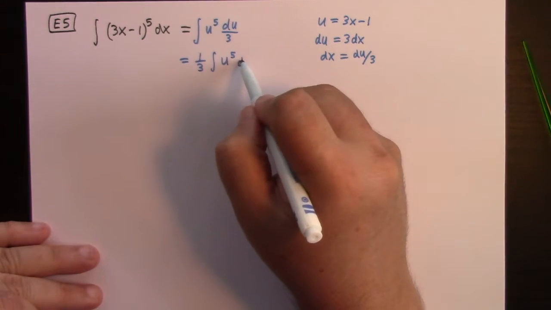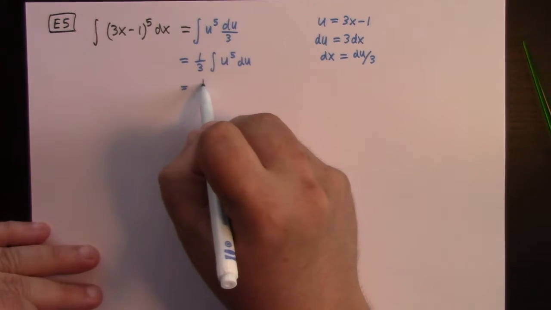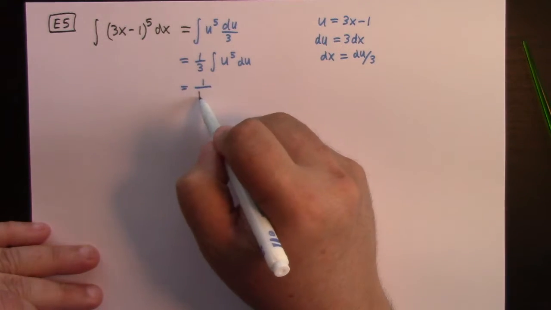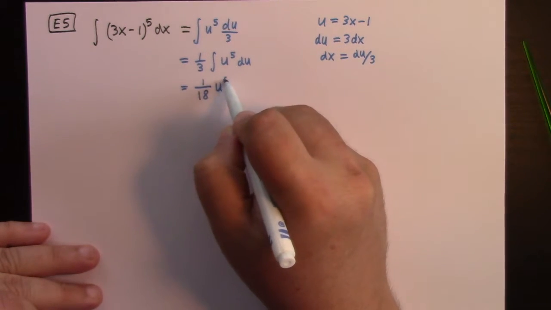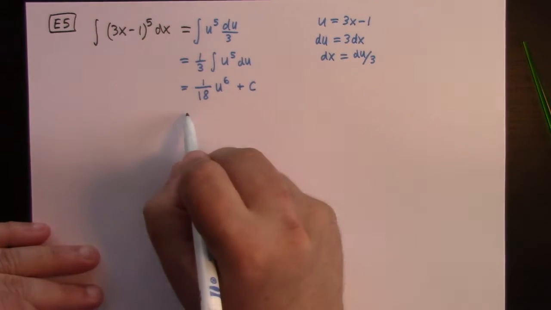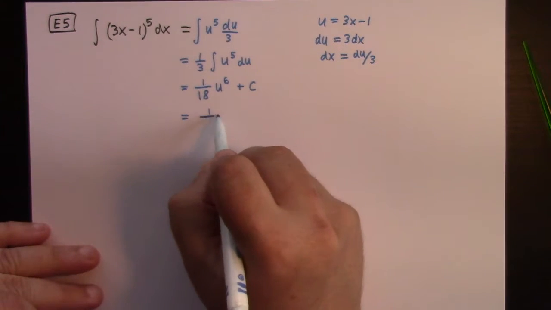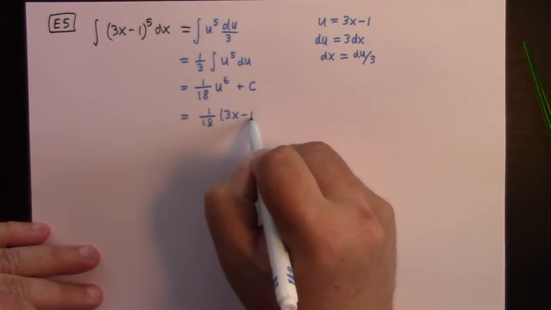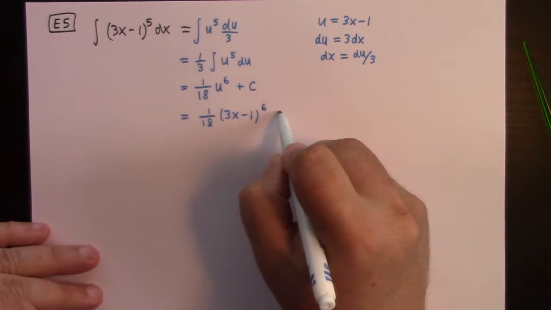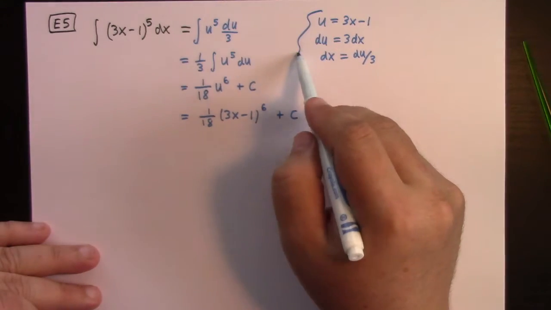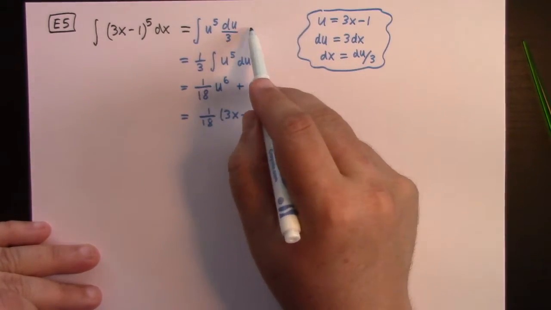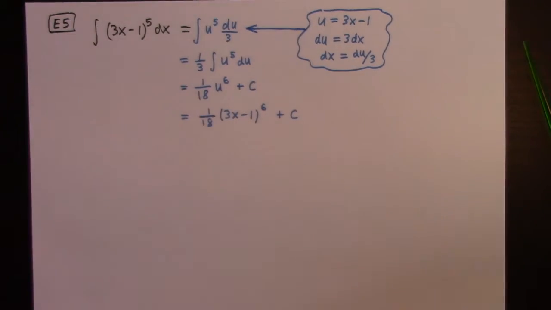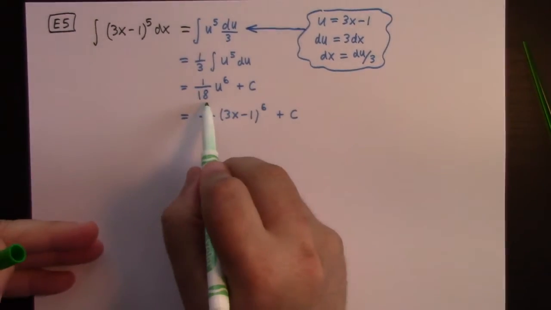u to the 5th du. So that is, integrate u to the 5th, get u to the 6th. So 1/18th u to the 6th plus a constant, and lo and behold, the answer: 1/18th (3x minus 1) to the 6th power plus a constant. So I try to write a little thought bubble over here, just to illustrate where the u substitution came from.